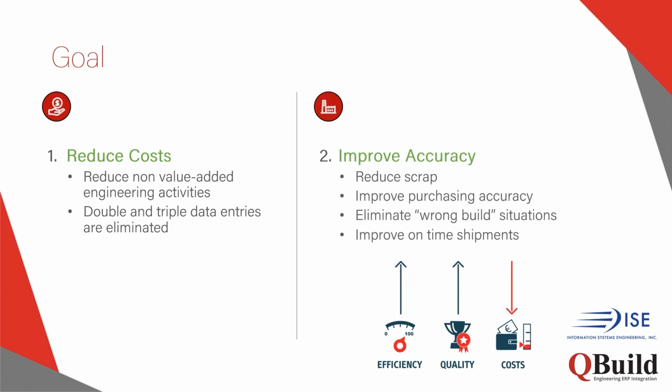Next, it's also a big goal or benefit of CADLink to improve your accuracy. Not only your accuracy of data in XA, but also in your engineering system. By doing this, we're going to, in effect, reduce the amount of material and part scrap, improve purchasing accuracy, as they now have more accurate data to work off of, eliminate wrong bill situations, and also improve on-time shipments for your customers, and overall improve the company's productivity.